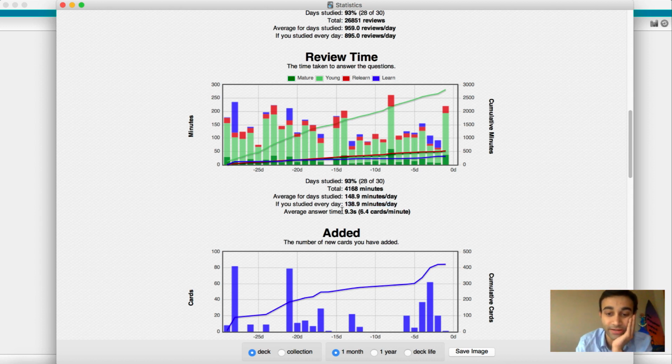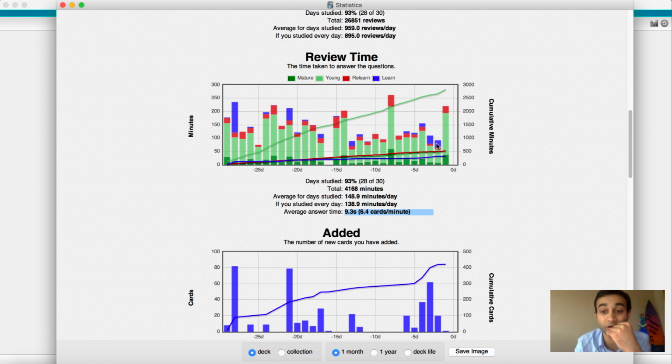And it's also telling me the number of cards per minute that I usually do, which is about 6.4. The way it does that is it just adds up all the number of cards you did and divides it by the total amount of time. And that's pretty much right here. So right here, it tells you the amount of time that I spent.